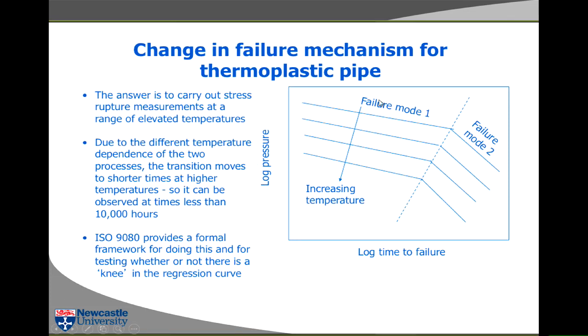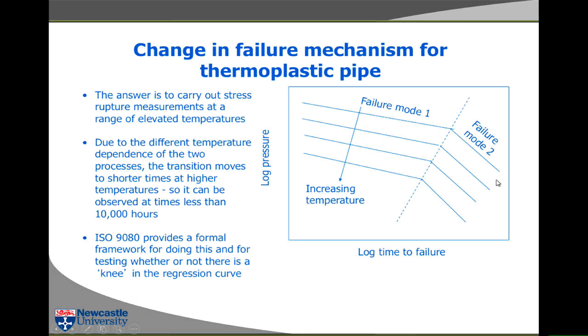So the answer is to carry out stress rupture measurements at a range of elevated temperatures. So that's 20 degrees C, 40 degrees C, 60 degrees C, 80 degrees C. And of course, the strength comes down as you increase the temperature. With thermoplastics, the strength comes down substantially as you increase the temperature.